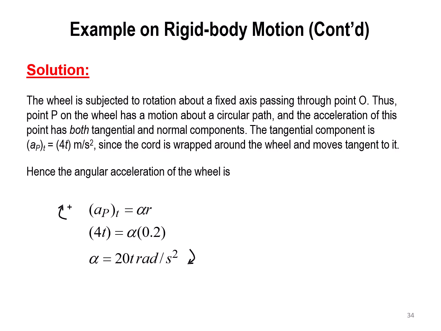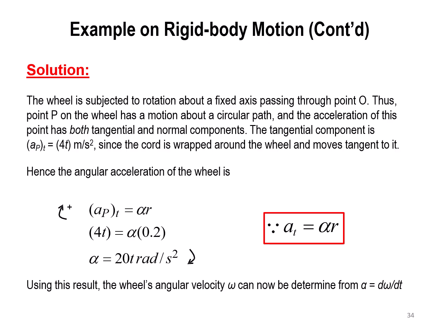And this will go in the clockwise direction. So we can simply say that the tangential acceleration is equal to alpha multiplied by r, and that's what we substitute in equation 1. Now using the results, the wheel angular velocity omega can be determined from alpha, which is equal to the change of omega over the change of time.